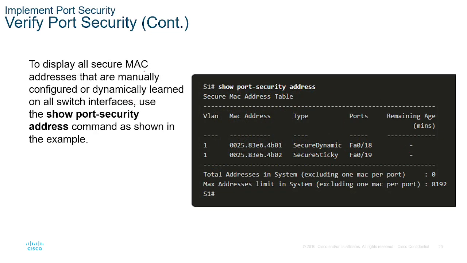So, to display all secure MAC addresses that are manually configured or dynamically learned, you just simply type show port-security address. Then makikita natin yung mga MAC address dito and kung saang VLAN sila naka-assign. So, we have here, anong type? Dynamically learned. Ito naman, sticky. Ayan, F0/18, F0/19, yung mga ports natin.